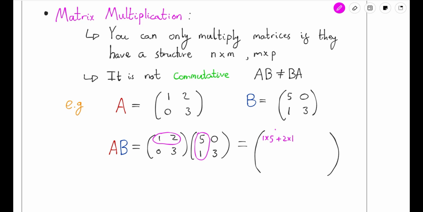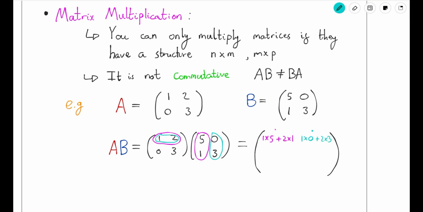Moving on, to work out what goes in the first row, second column of the result, we take the first row again of A and multiply it now with the second column of B. Multiplying these two together, we're going to have a 1 times 0, and then we add a 2 times 3.